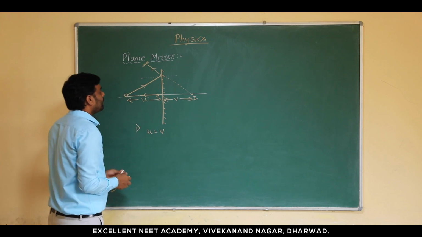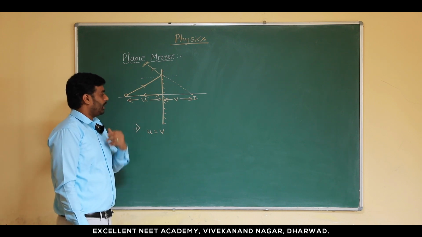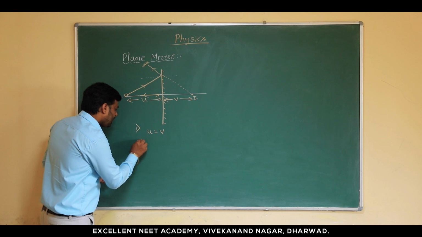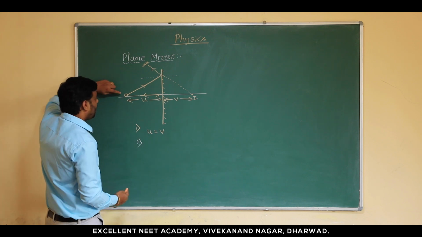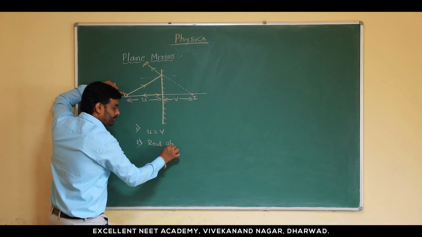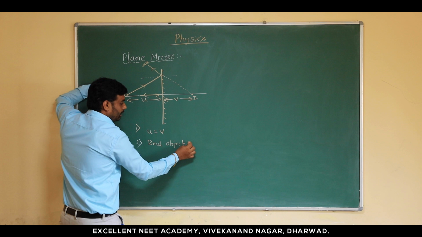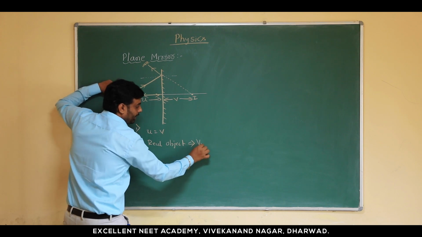Next, what is the application of this? Here, look at one more property. Here the object is real, and this is a virtual image. A real object will produce a virtual image.